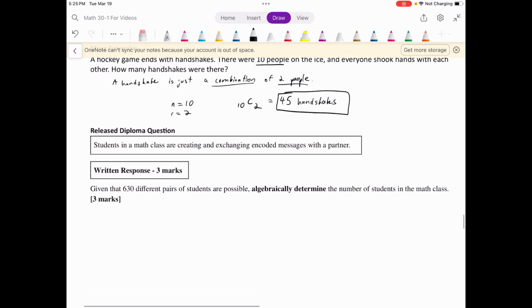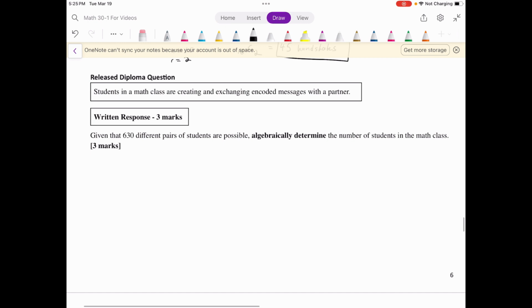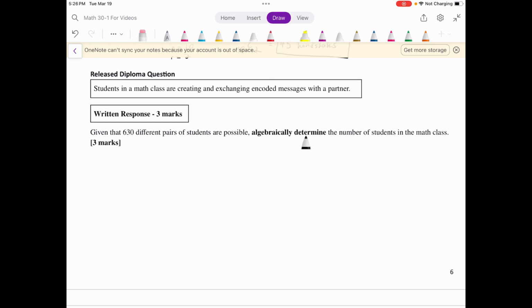Okay, let's try one from an old diploma, a written response. This is the other part to a question we saw in the previous lesson. Same information: students in a math class are creating and exchanging encoded messages with a partner. Given that 630 different pairs of students are possible, we want to algebraically, meaning representing it with our proper mathematical symbols, showing our work, determine the number of students in the math class.